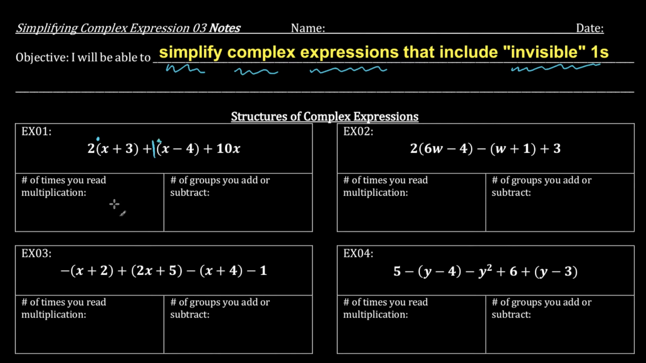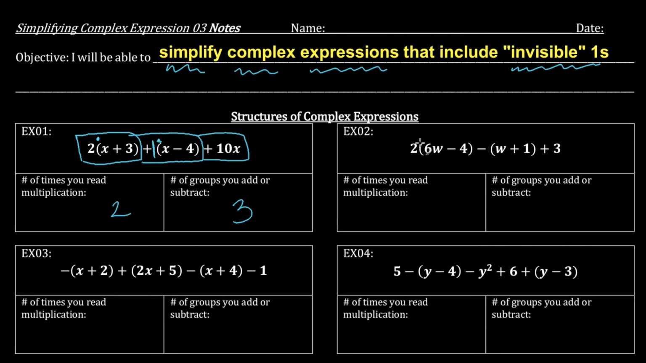I forgot that time. So we have 2 times that I read multiplication. Now I start off with 2 times x plus 3. And then I add 1 times x minus 4. And then I add 10x. So we have 3 groups.